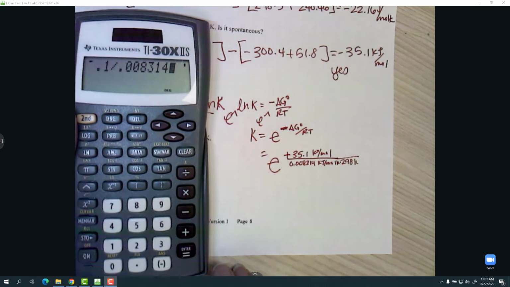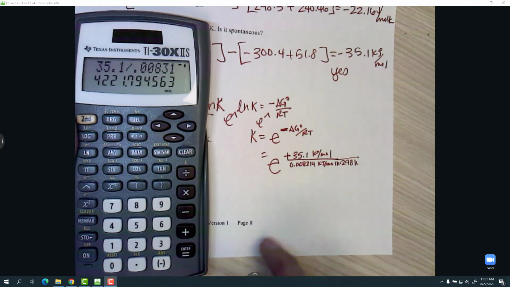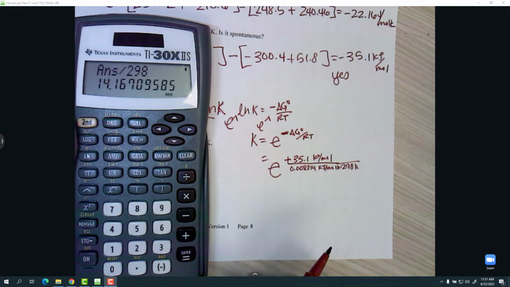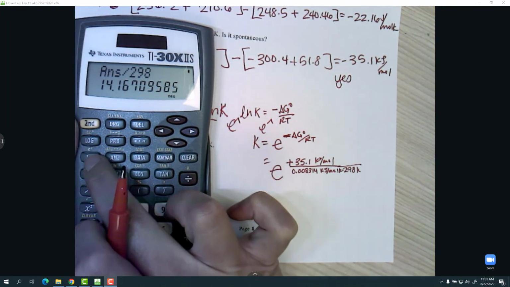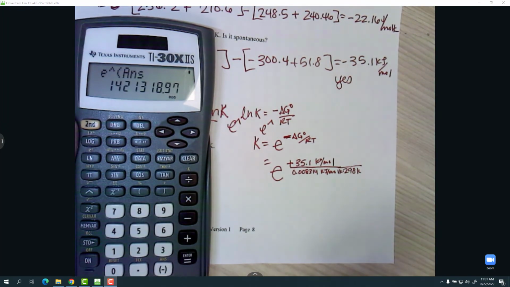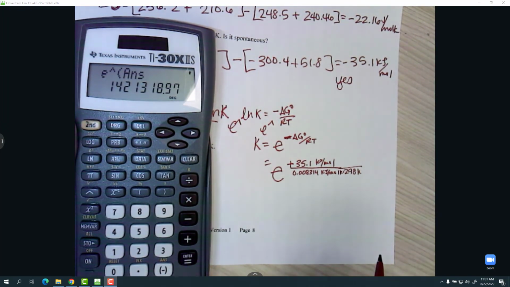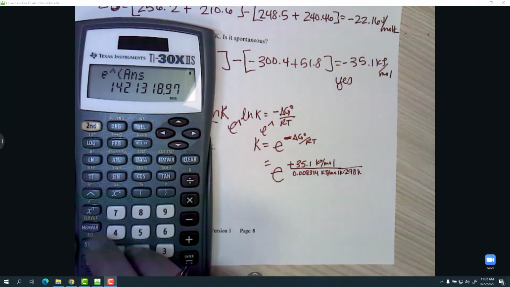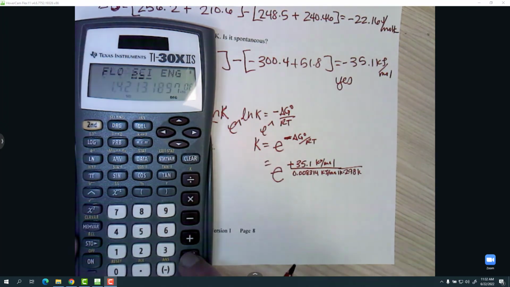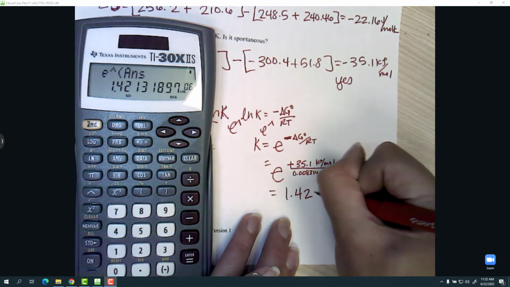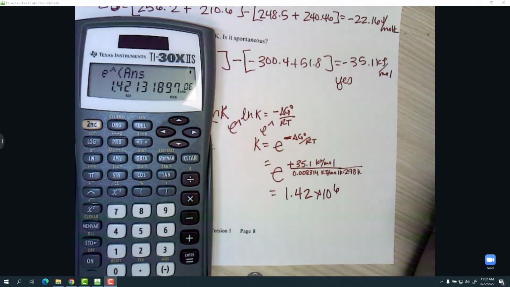0.008314. I like to just hit enter and then do the other part of what I'm dividing by. So it's all in the denominator for sure. And then the E of that, so exponential function of my answer is that. All right, that's a pretty huge number. I don't want that many sig figs, so I'll just convert it to scientific notation. I get 1.42 times 10 to the 6th. That's my K.